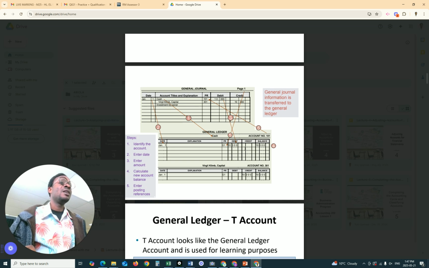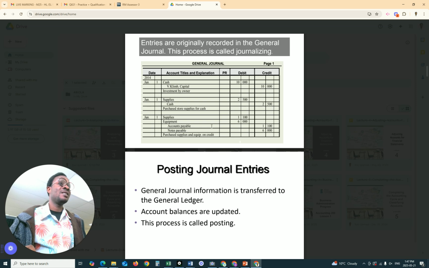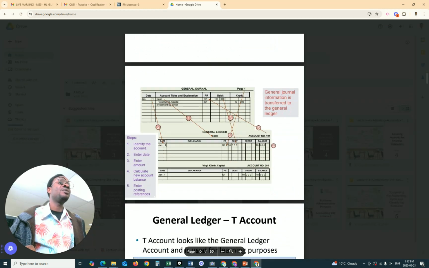Now the capital account is credited. We can see it's credited. So we open the capital account, credit it, and it's coming from that same journal G1, and 10,000 is the balance at the end of that transaction that you have posted and you have balanced or updated.